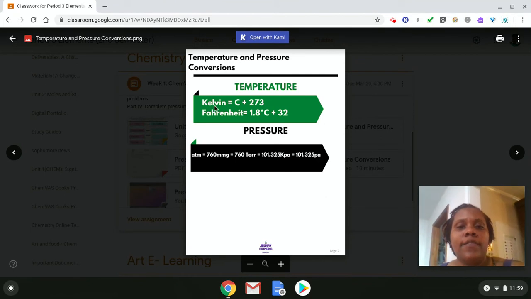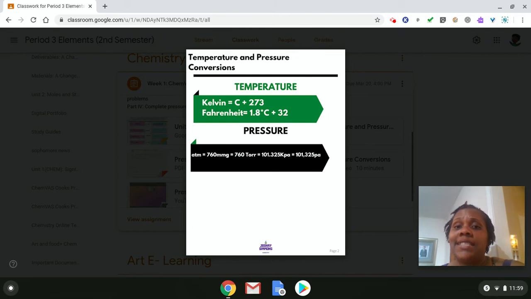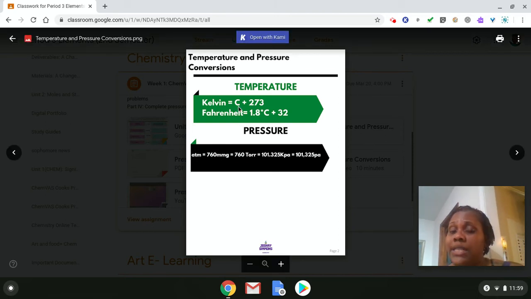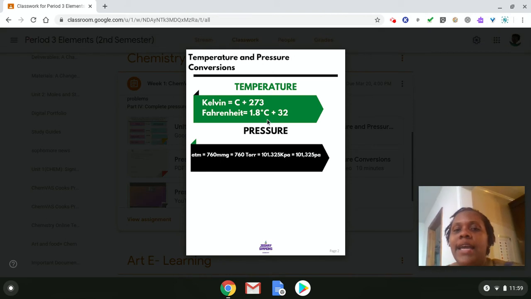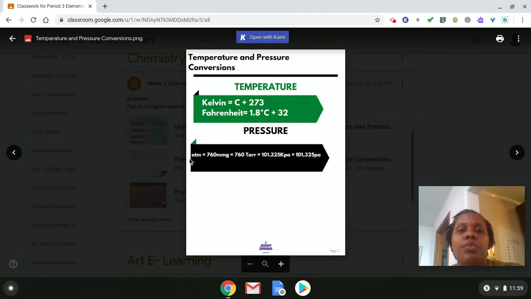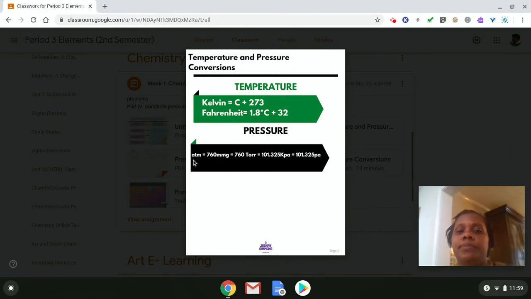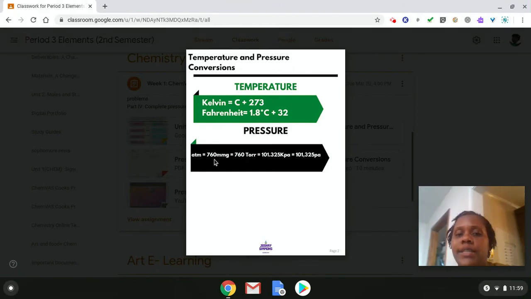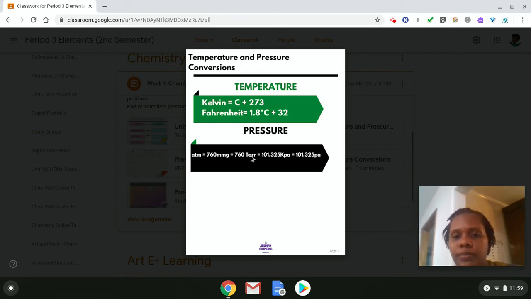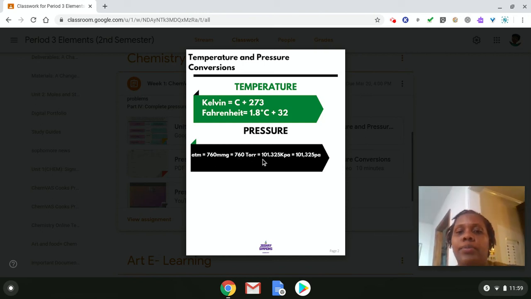So you see Kelvin is equal to C plus 273. And you can rearrange that to get to Celsius, so Kelvin minus 273 is equal to Celsius. And Fahrenheit is equal to 1.8 times C plus 32. Your pressure conversions are 1 atm is equal to 760 millimeters of mercury, which is equal to 760 torr, which is equal to 101.325 kPa, and that's equal to 101,325 Pa.